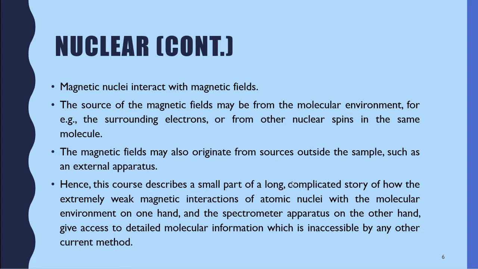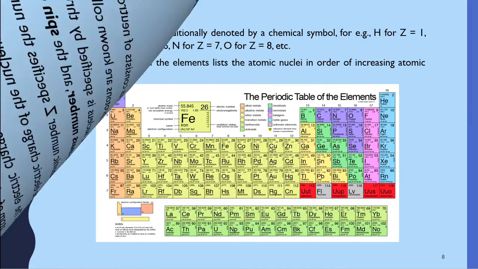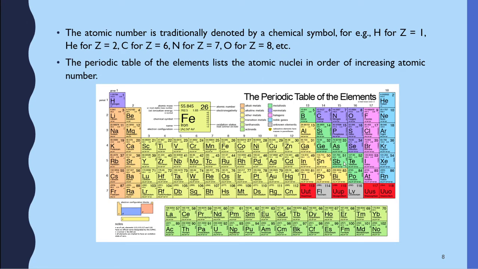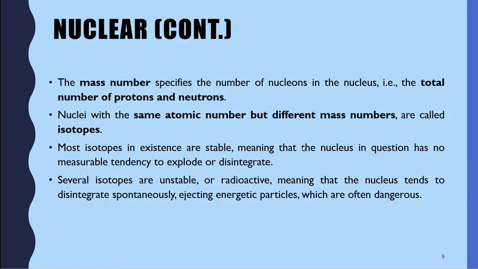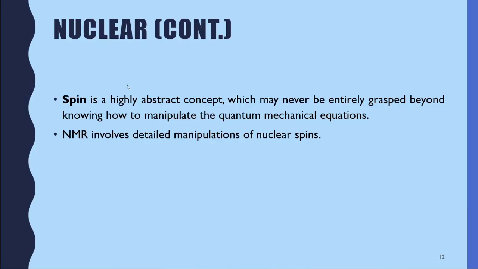Okay, so this I talked about just now. I'm just going to breeze through this very quickly. You have the periodic table of the atoms and so on. You know the mass number, which is the total number of protons and neutrons, and isotopes are when you have the same atomic number but different mass number. Those are just basics.